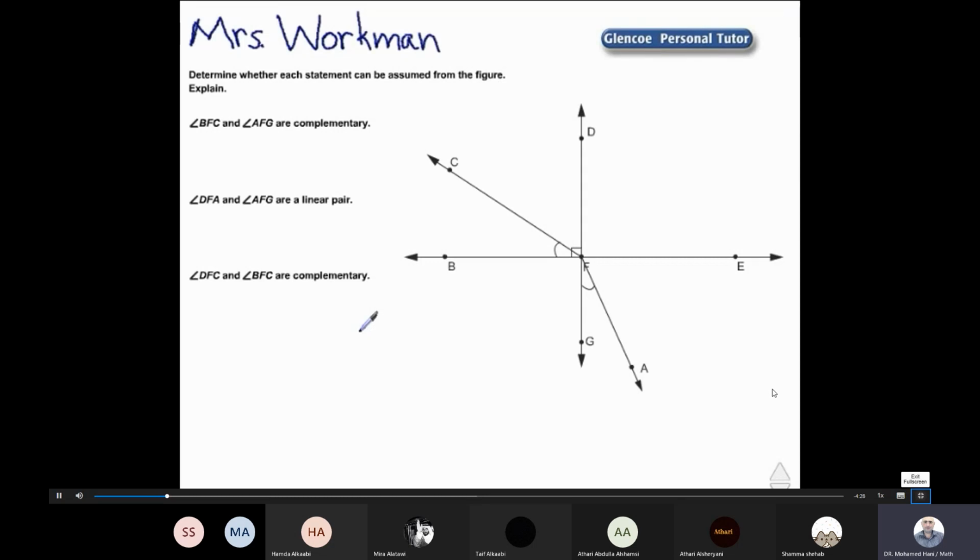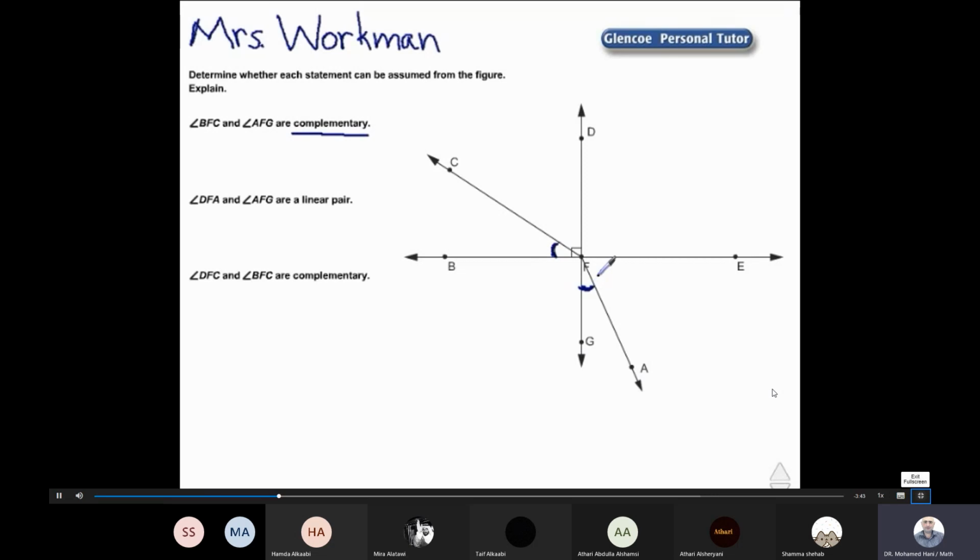Let's go back to the first statement. Angle BFC and angle AFG are complementary. We remember that complementary angles are angles whose measures add up to 90 degrees. So let's look at angle BFC. Angle BFC is this one right here, and you'll notice it has the single angle mark in the diagram. The other angle is angle AFG. Angle AFG is this one, and in the diagram it also has that single angle mark, which I'm just highlighting.